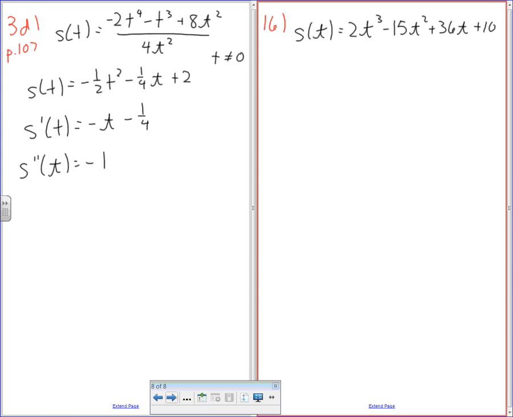Okay, let's find out. Let's take our derivatives first. I guess we'll open this back up to anybody here. Can somebody give me the first derivative of that, please? Tyler, first derivative. Go ahead, please. 6t squared minus 30t plus 36. Great.